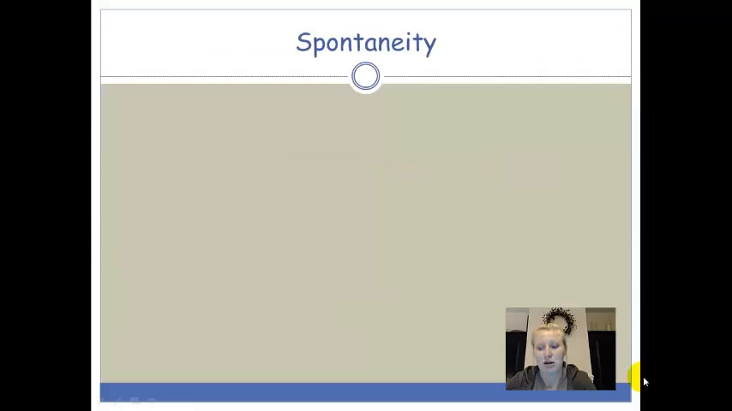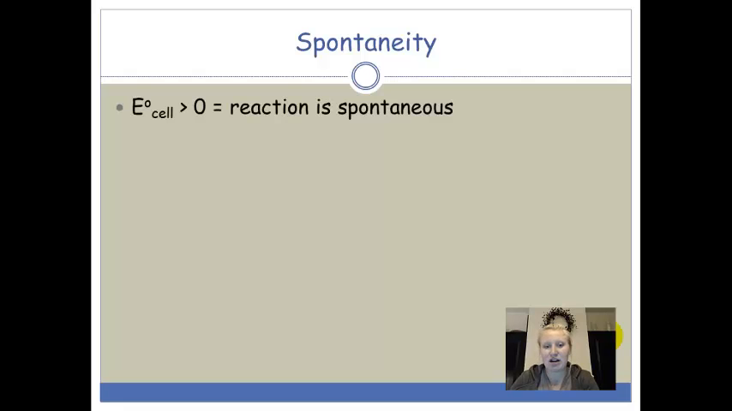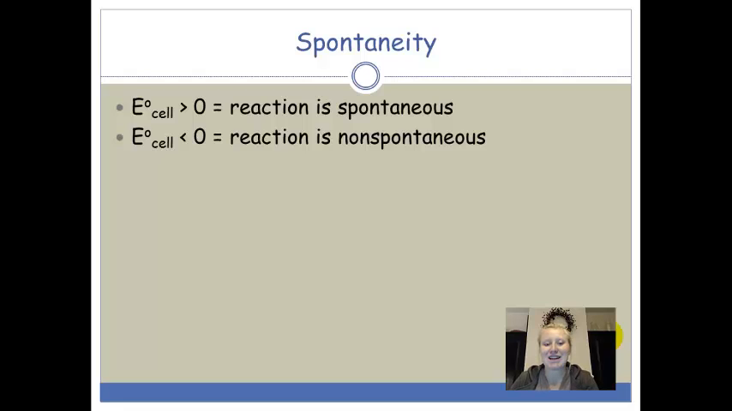Remembering back to topic 5 in spontaneous reactions, remember Gibbs free energy. If your cell potential is greater than 0, you're going to have a reaction that is spontaneous. So your reaction will just occur. If your cell potential is less than 0, your reaction will be non-spontaneous, meaning that it will not occur.